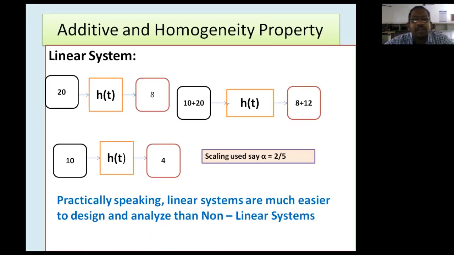Practically, linear systems are much easier to design than non-linear systems. So we prefer LTI systems in designing any system.